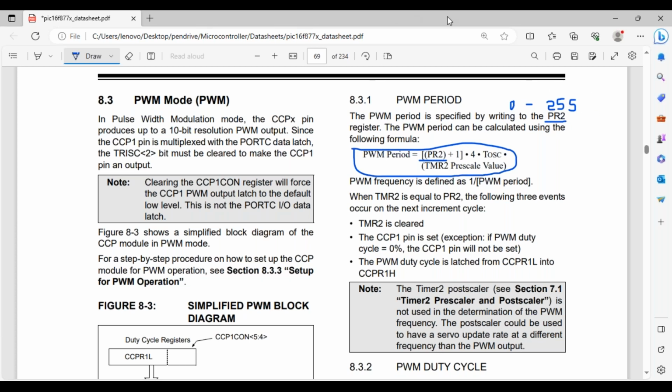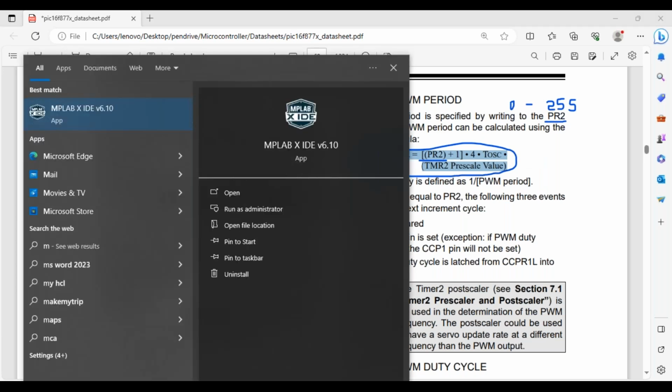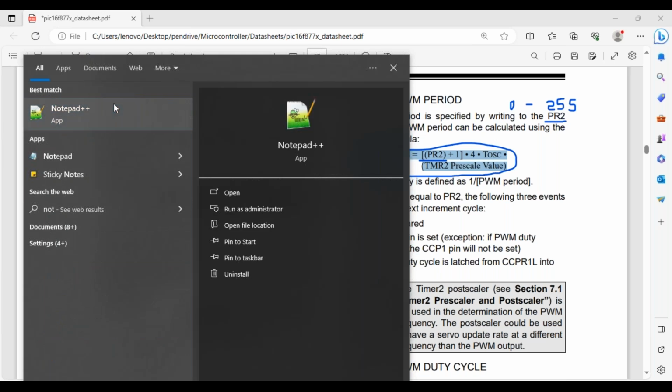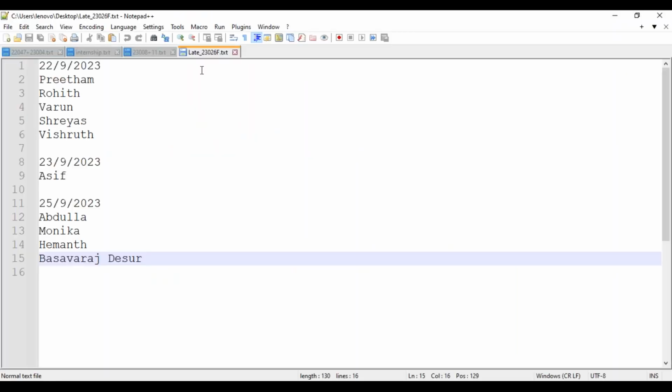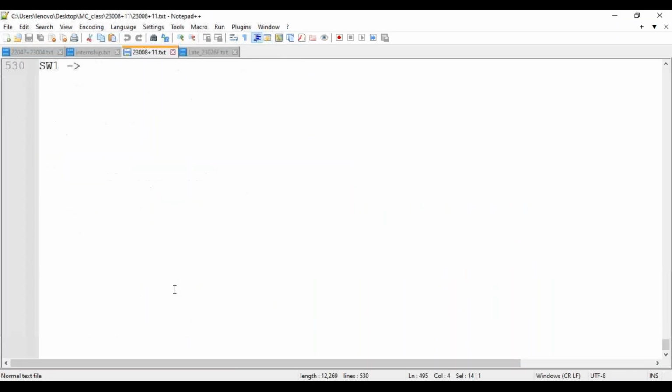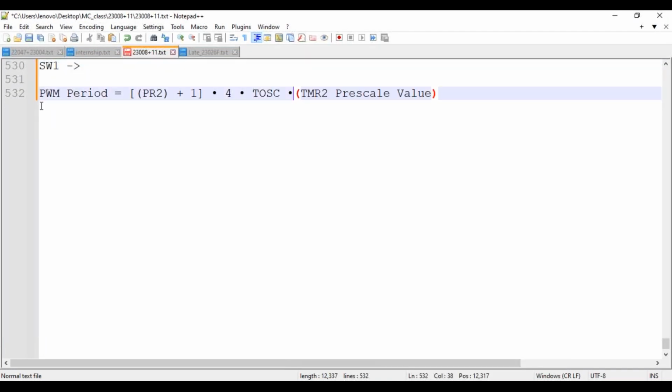Now let me copy this formula. This complete module, in fact, involves some calculations. So if you are good at mathematical calculations, then you will get through this. So this is the formula, I'm just copy pasting it here. Now coming to the formula here. This is nothing but multiplication. This is multiplication, and this is also multiplication.